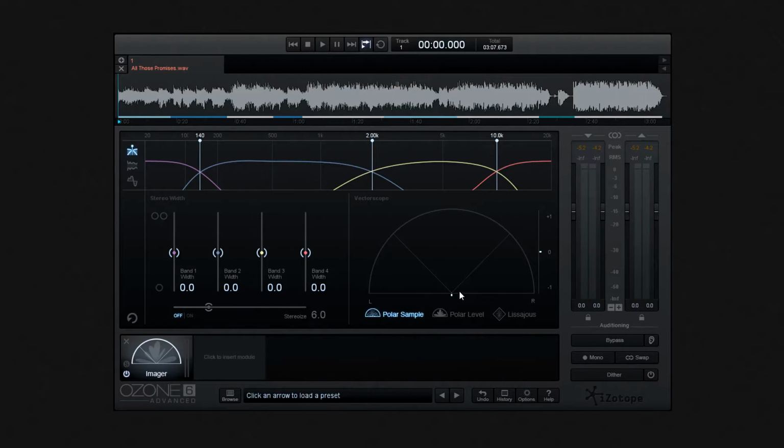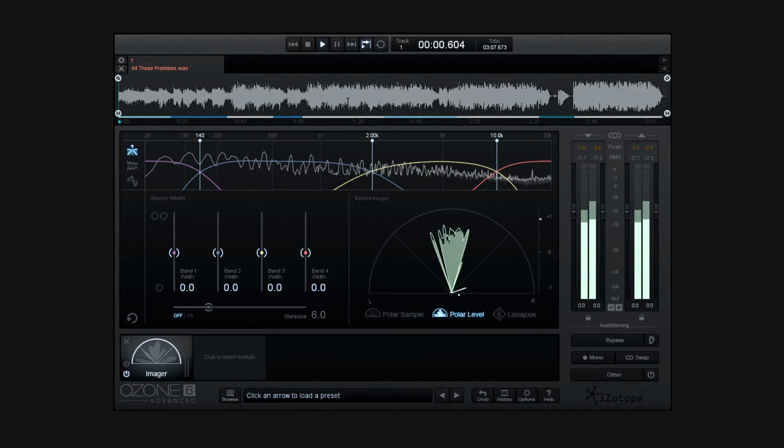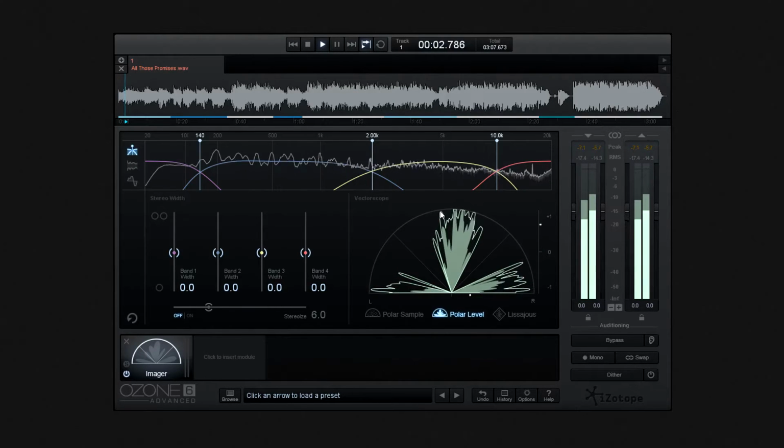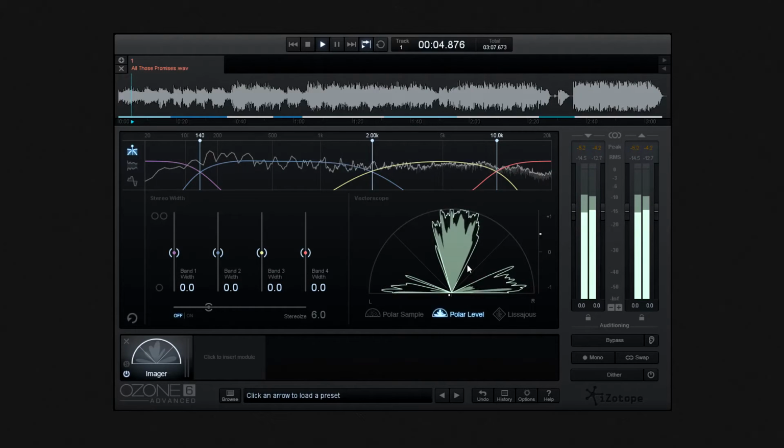Confined within the 45 degree range safe lines indicates audio that's in phase. Conversely, outside of the 45 degree safe lines means the signal is moving out of phase. A different view is the polar level Vectorscope that also utilizes a 45 degree safe lines area. Your audio stereo energy is displayed here.